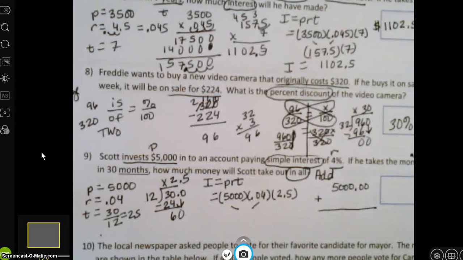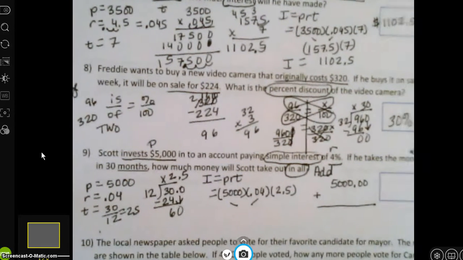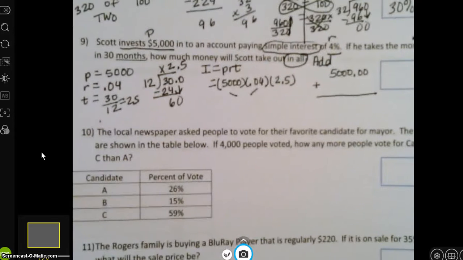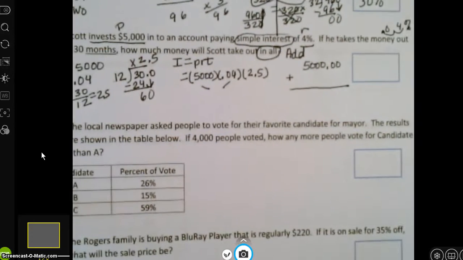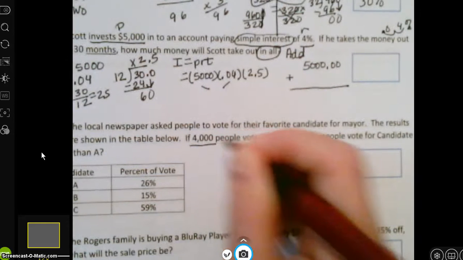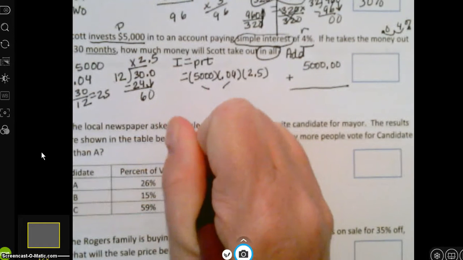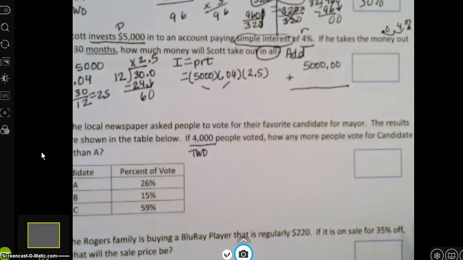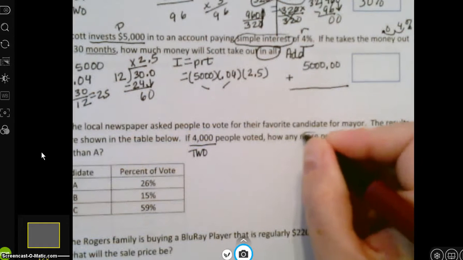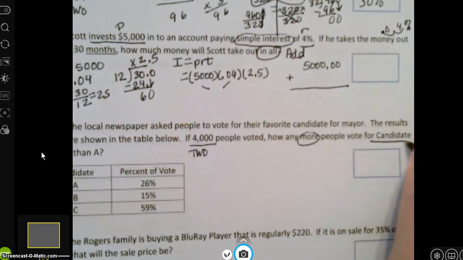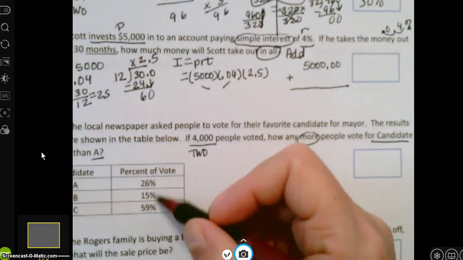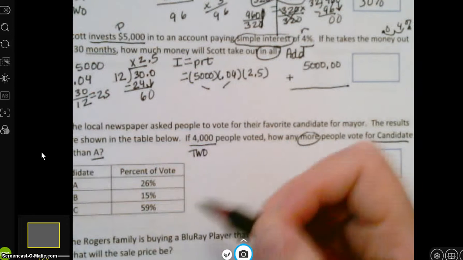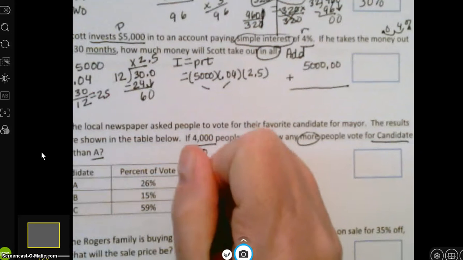And let's try one more problem. Number 10. The local newspaper asked people to vote for their favorite candidate for mayor. The results are shown in the table. If 4,000 people voted, guys, that is your TWO, total whole original. That's the total number of people. How many more people voted for candidate C than A? If I look here, more people voted for C than A, right? When it says how many more, we're going to subtract, okay?